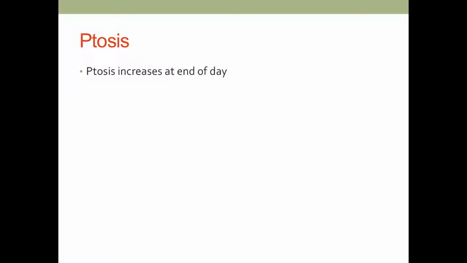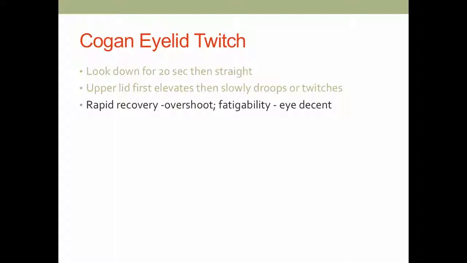The typical myasthenic patient has a ptosis that increases at the end of the day. It increases after sustained convergence. You can keep looking up and down, and the eye will overshoot in that particular situation.